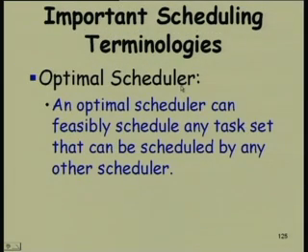And we also discussed an optimal scheduler, where if there is any scheduler that can produce a feasible schedule for a set of tasks, so can the optimal scheduler. We are not saying that the optimal scheduler will schedule any set of tasks. No, if some other scheduler can do it, so also can the optimal scheduler. That is the terminology. Okay, let us proceed now.